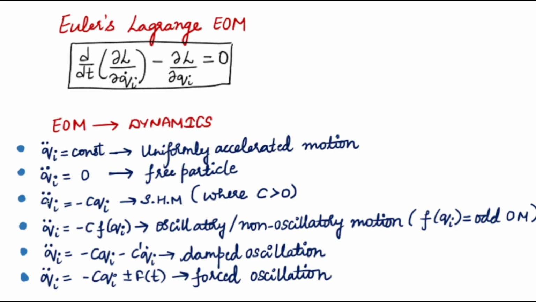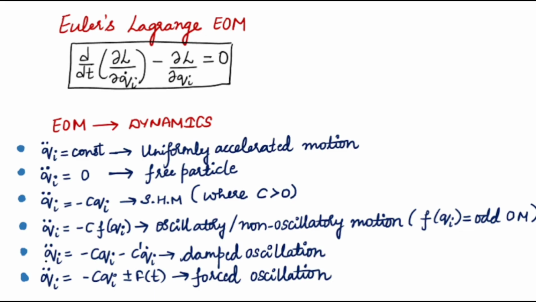So qi double dot equal to minus c qi represents the dynamics of simple harmonic motion. I am considering c to be greater than 0, and c is a constant. Coming to the next, qi double dot equal to minus c times a function of the generalized coordinate represents oscillatory motion. If the function of the generalized coordinate is an odd function, then it will be oscillatory. If it is an even function, then it will be non-oscillatory motion.